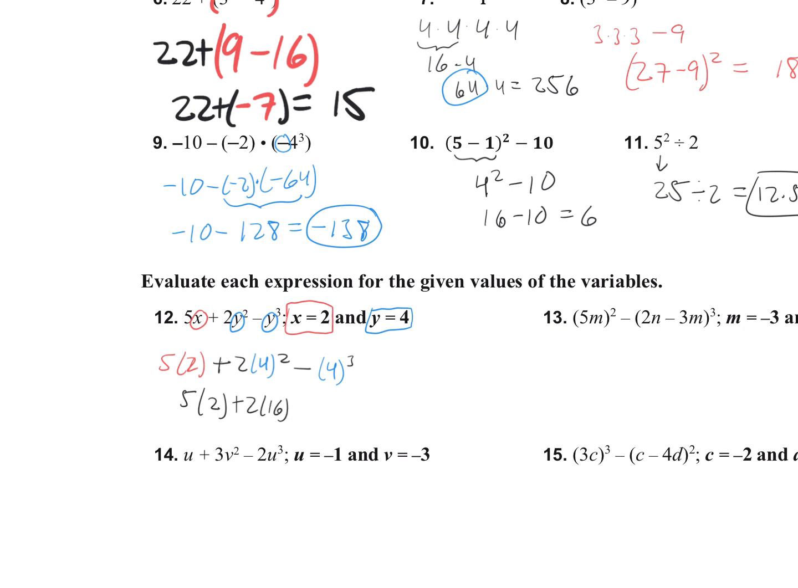4 times 4 is 16, right? It's just the 4 that has the second power. All right, minus 4 times 4 times 4 is 64, right? We did that a couple times already. All right, and now it's multiplication and division, right? So we're multiplying everything together. 5 times 2 is 10, 2 times 16 is 32, and then minus 64. And then now we do our addition and subtraction from left to right. So 10 plus 32 is 42. And then minus 64 should get you negative 22.